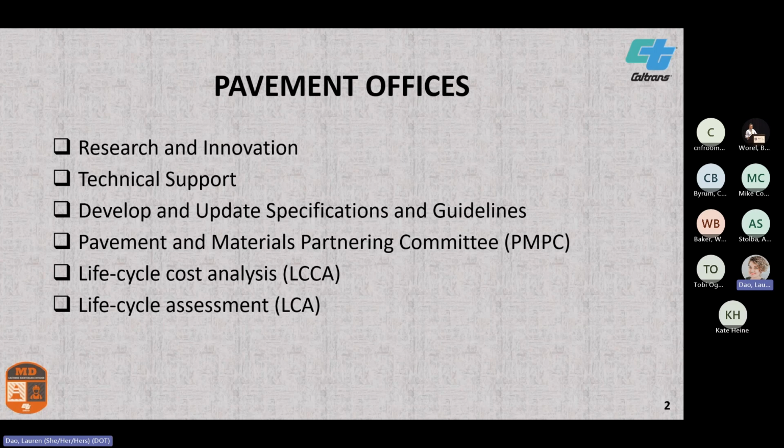This is the major field we work in. For research and innovation, we give technical support and develop and update specifications and guidelines. We partner with the industries. There is a Pavement and Material Partnering Committee, which I'll come to later. And we do life cycle assessment and life cycle cost analysis too. Those are the major activities we generally do.